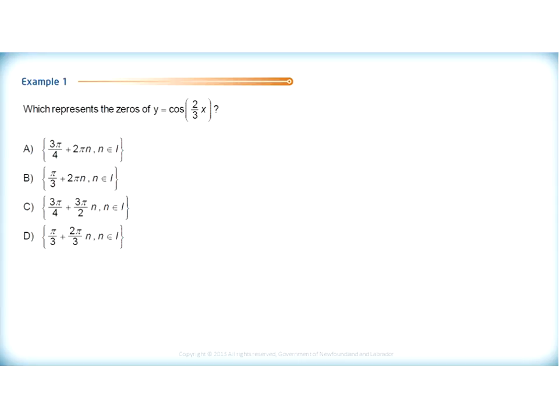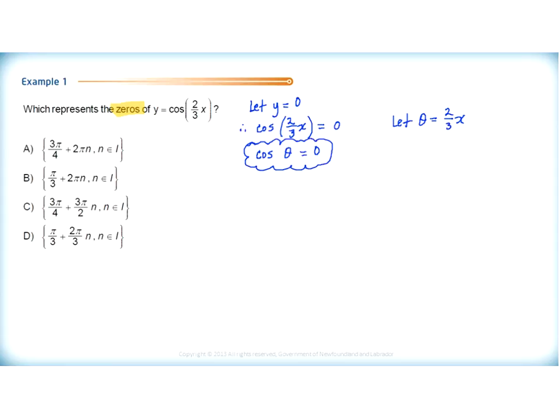In example 1, we are given y equals cosine of 2/3 x, and we are asked for the zeros of the function. In order to determine the zeros, we have to let y equal 0. So therefore we have the cosine of 2/3 x is equal to 0. Note that the right side of the equation is equal to 0, so we will use quadrantal angles to determine the solution. Here we can let theta equal 2/3 x and replace 2/3 x in our equation with theta, so that now we have an equation that we recognize.